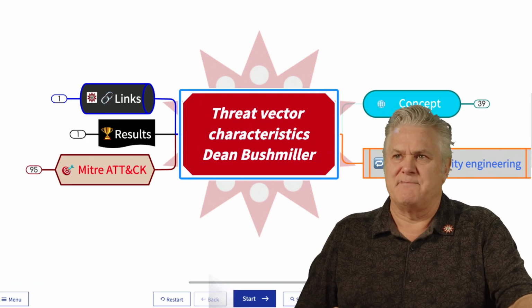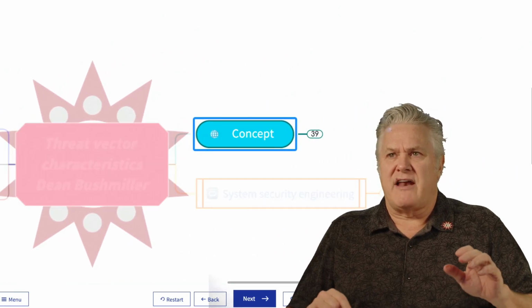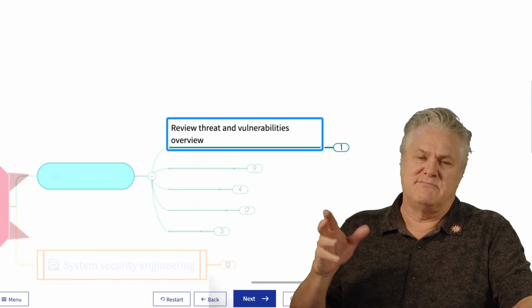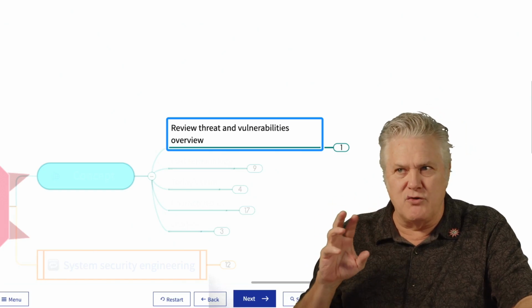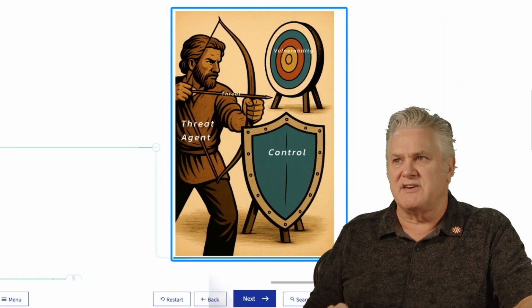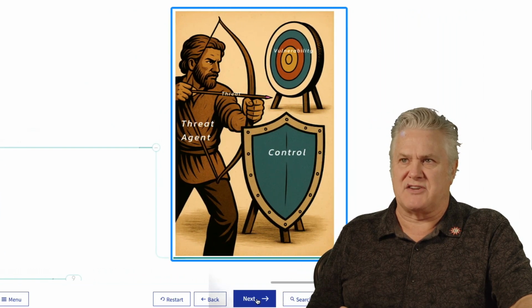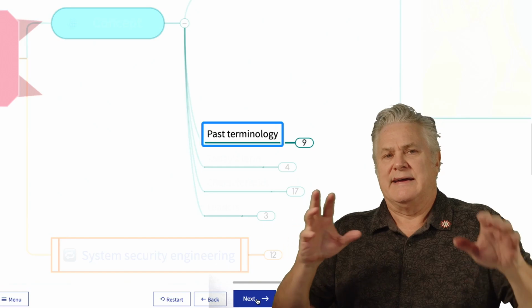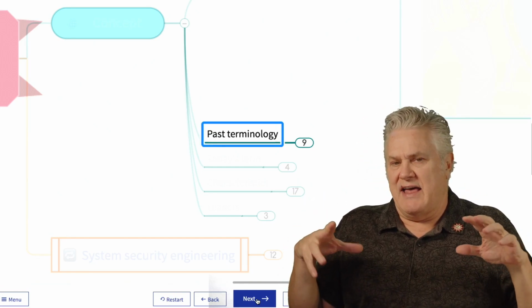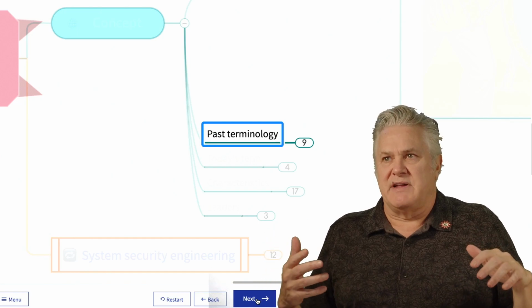So let's get started. When we talk about threat vector characteristics, maybe you want to go back and again review that threat and vulnerabilities overview. You'll know that it's the right one because this is the map that you actually see inside of there. Okay, now here's the problem with threat vector characteristics and the actual knowledge statement.